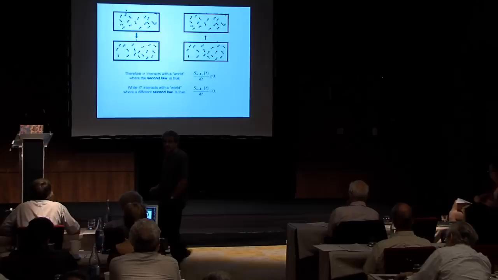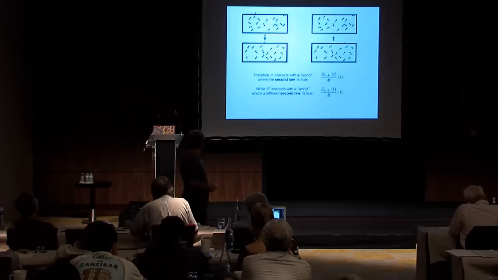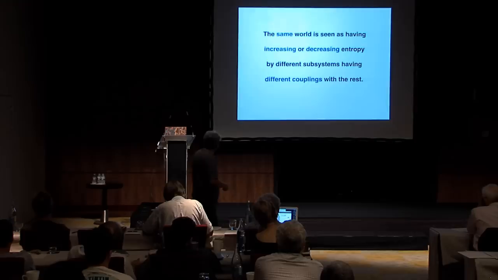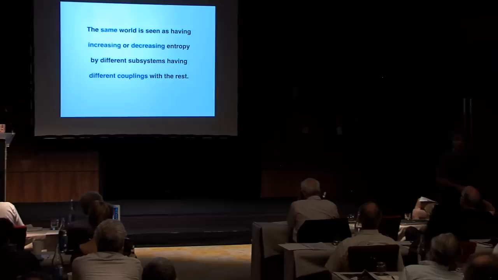So in this world, there is one subsystem, the little red particle, which interacts with the rest of the universe in a manner dictated by the physics of its interaction, such that the entropy goes in one direction. And there is another one, the yellow one, same story, the opposite direction of time. So there is a subsystem for which entropy grows in growing t, and one subsystem in which entropy grows in decreasing t. So the same world is seen as having increasing or decreasing entropy by different subsystems having different coupling with the rest.